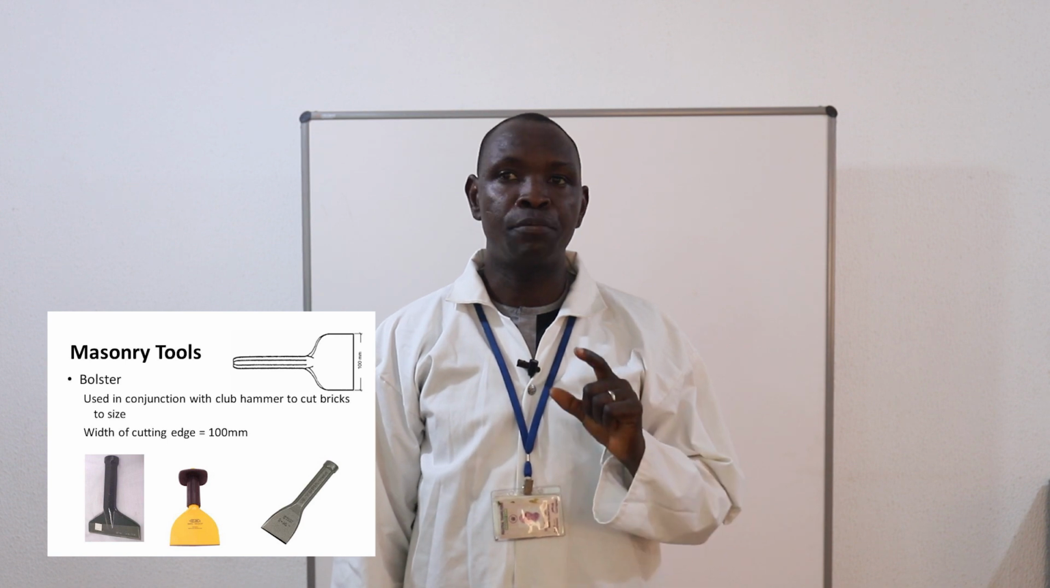Another key tool there is the bolster, used in conjunction with a club hammer to cut bricks to size in situations where a full block may not fit into the gap during brick laying. The width of the cutting edge is 100 mm.